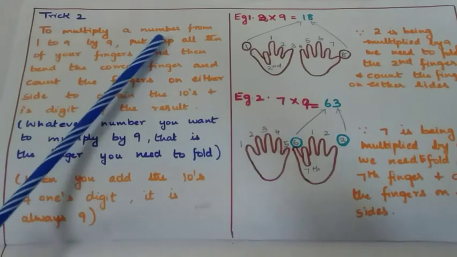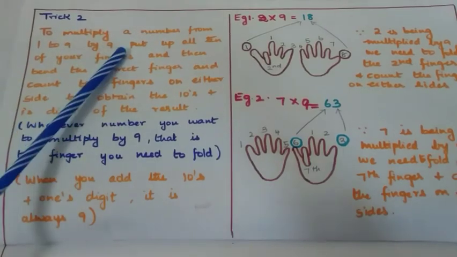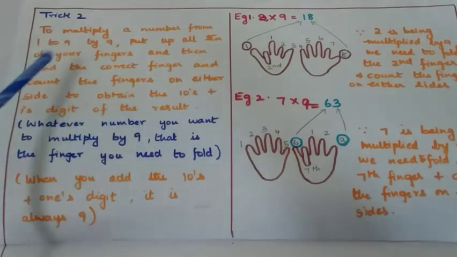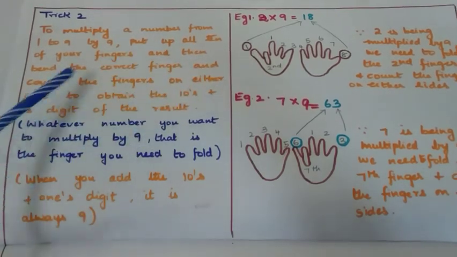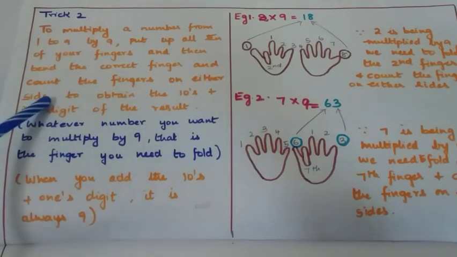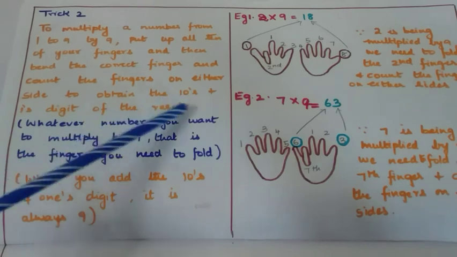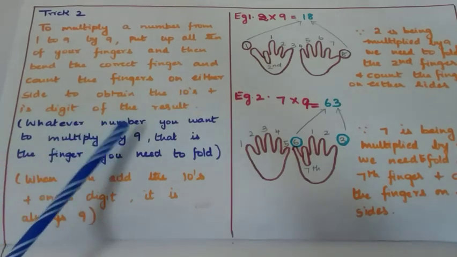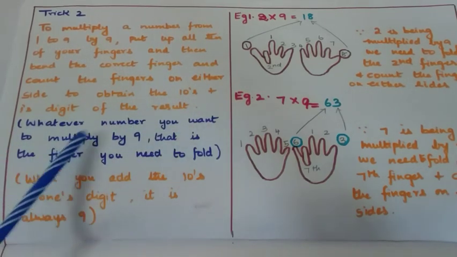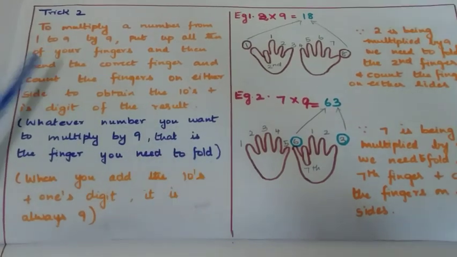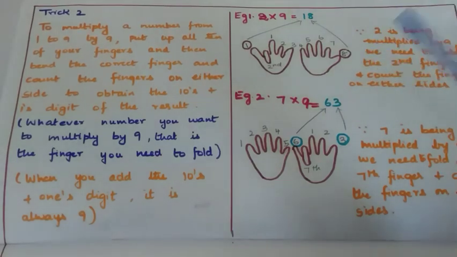To multiply a number from 1 to 9 by 9, put up all 10 of your fingers and then bend the correct finger and count the fingers on either side to obtain the tens and ones digit of the result. And whatever number you want to multiply by 9, that is the finger you need to fold. Having seen about this trick, now let's see how to apply it for table 9.